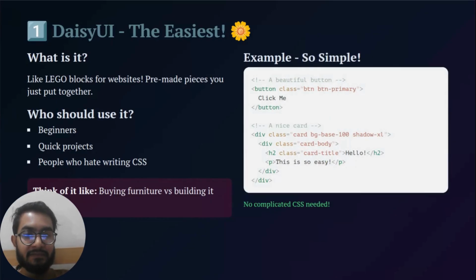And here is a simple example of it. Here you can define a beautiful button just by providing the classes btn and btn-primary, and also a nice card example with card, shadow-xl, card-body, and card-title, and it eventually renders the card or button in a beautiful way. So there is no complicated CSS needed at all, and this is the easiest CSS library I have seen.